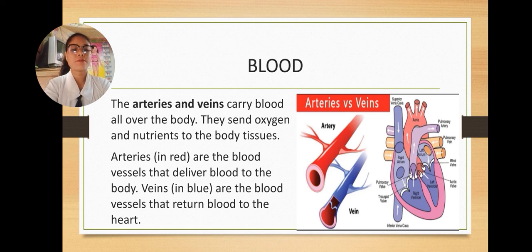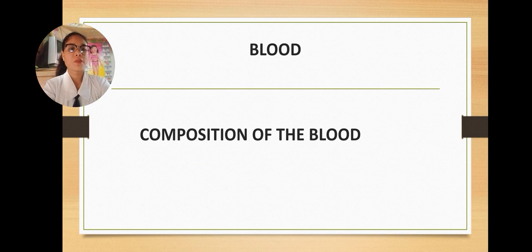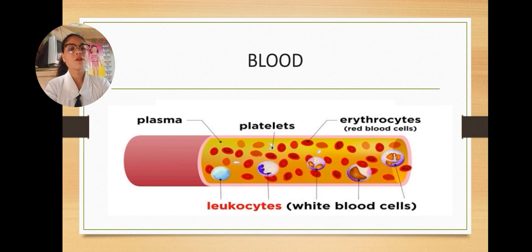The difference between them is that they are tubes of muscle that blood flows through. The arteries carry blood away from the heart to the rest of the body. Veins push blood back to your heart, and you have a complex system of connecting veins and arteries throughout the body. So, next is the composition of the blood.